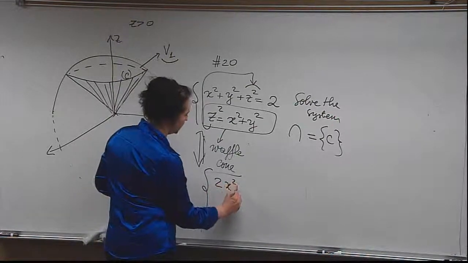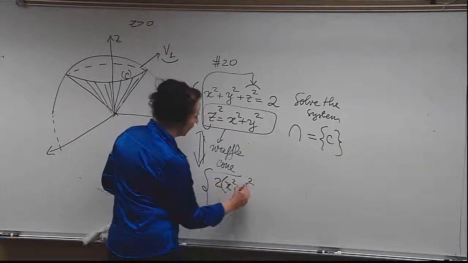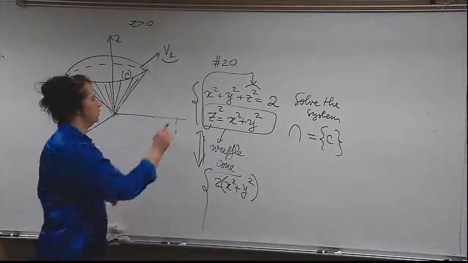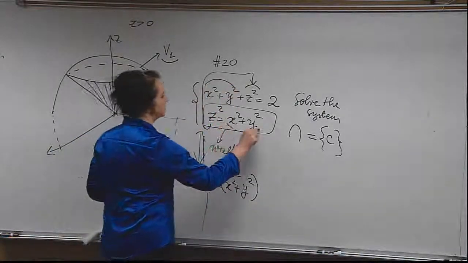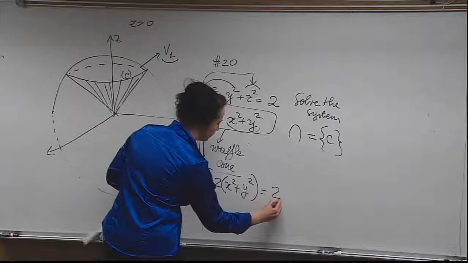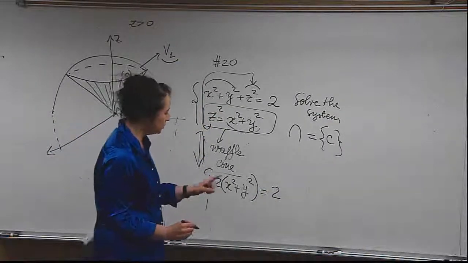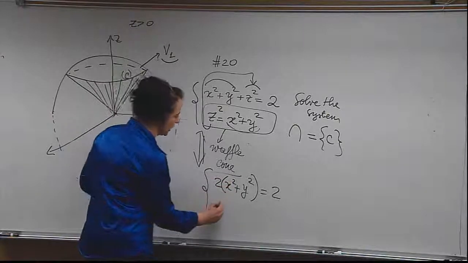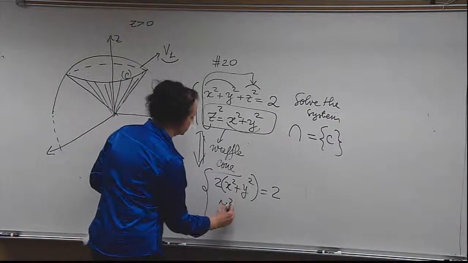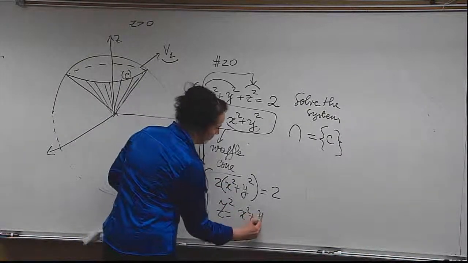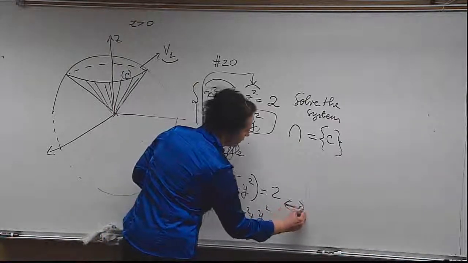2 times x squared plus y squared. You have an x squared plus y squared and another x squared plus y squared equals 2. You see how nicely the problem was picked. It was picked so it's going to give you some nice data. z squared equals that. Keep going with if and only if.